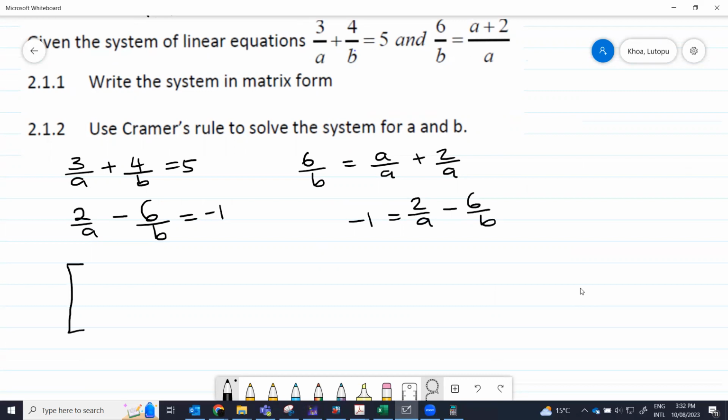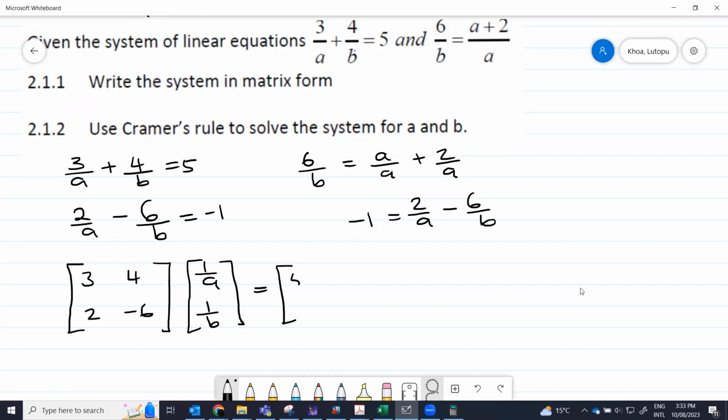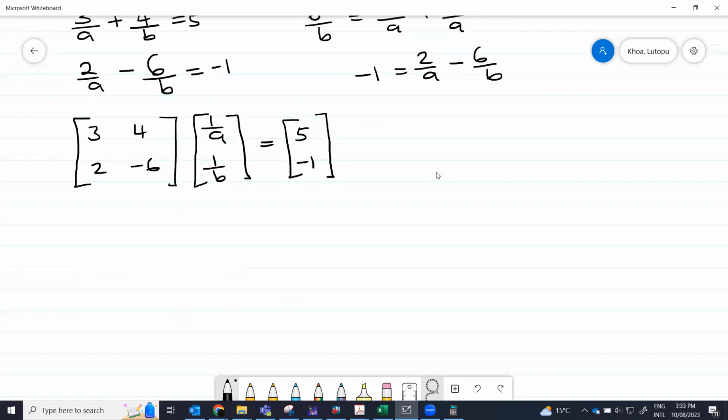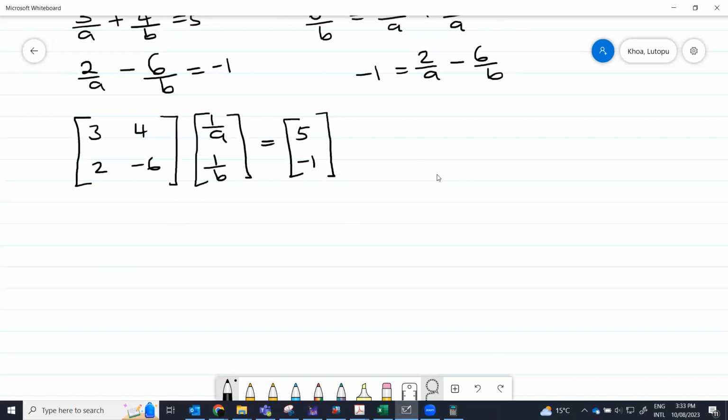So we put 3, 4, 2, minus 6. And like I said, it's not a, it's 1 over a, and this is 1 over b. And this is equal to 5 and minus 1. Okay, that's the first question. Then use Cramer's rule to solve. So you need to come up with your 3 matrices.